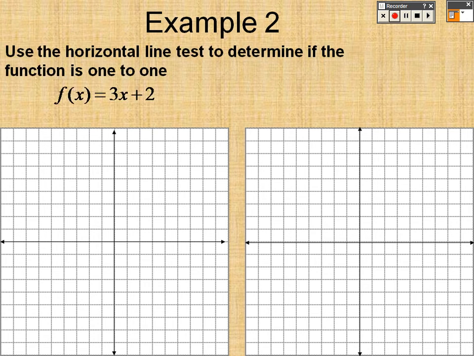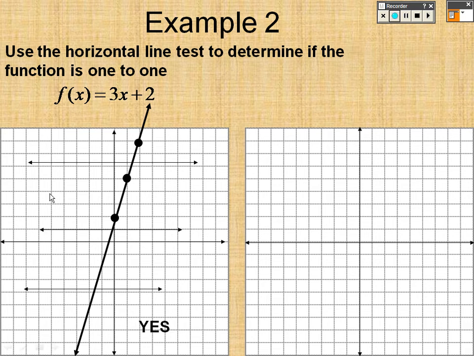So, the horizontal line test to determine. There's 3x plus 2. That means I plot the point 2 because it's the y-intercept, then up 3 over 1, up 3 over 1, and there's my line. The horizontal line test states I draw a horizontal line through it. Okay, there's me drawing some horizontal lines through it. It's yes because it only crosses at one point. Yes, it is one-to-one.